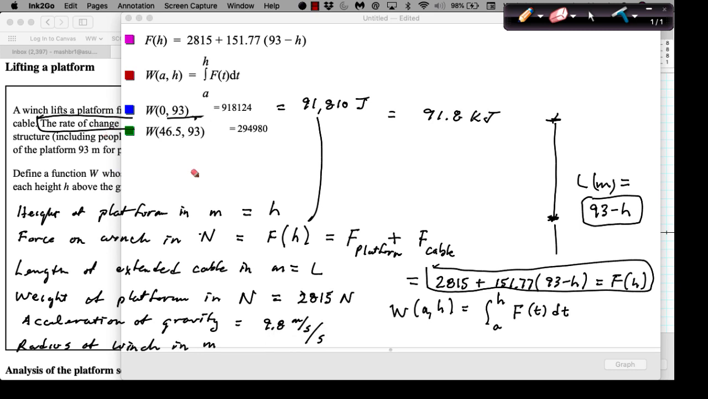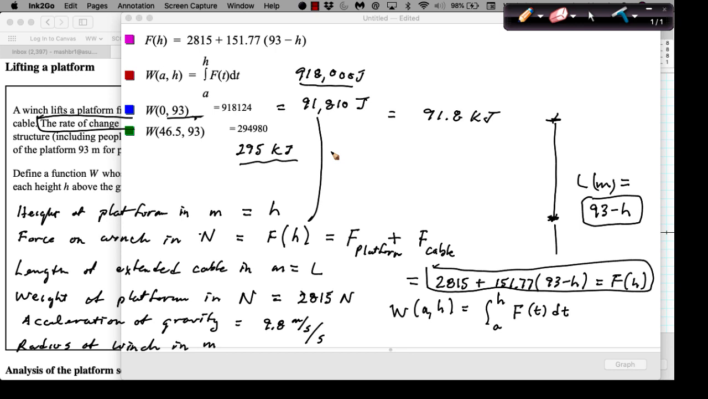Oh, I did not move my decimal point right here. This was actually 918,000 joules, or 918 kilojoules. And this is basically 295 kilojoules. Less than half? Way less than half, right? Way less than half to do the second half because of all that cable extended in the first part. There's a lot more force on the winch, so it takes a lot more work in the first half compared to the second half.